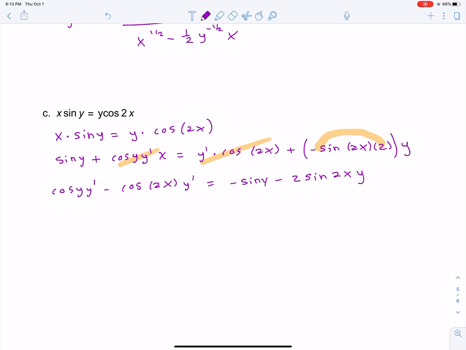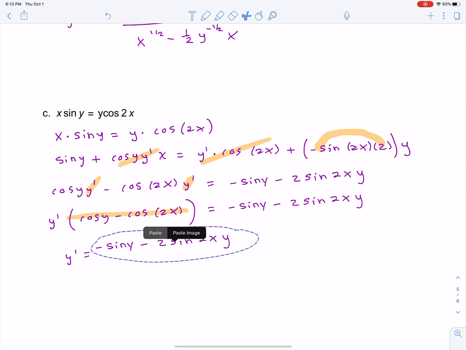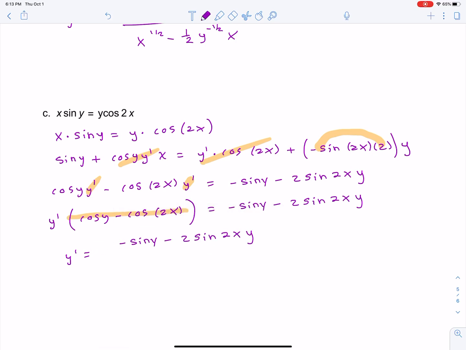Okay, from there is a y prime in both of these, right? There is a y prime here and a y prime here. So we can factor it out. So we get y prime times x cosine y minus cosine of 2x. And that equals that right-hand side. I'm going to be lazy and just copy and paste. And then I'm going to divide both sides by that. So in the end, I'm left with y prime equals, copy and paste that top, all over that bottom. So we get x cosine y minus cosine of 2x.